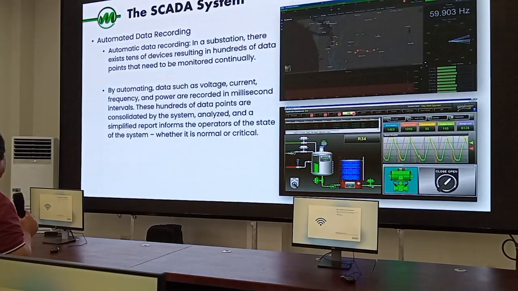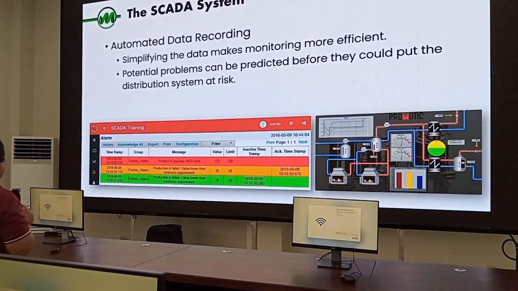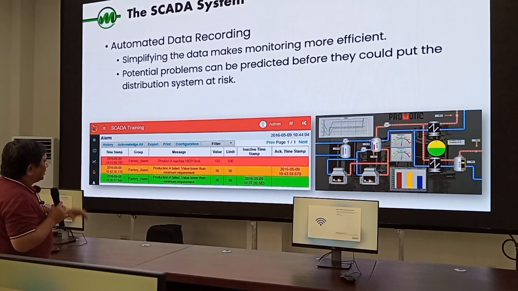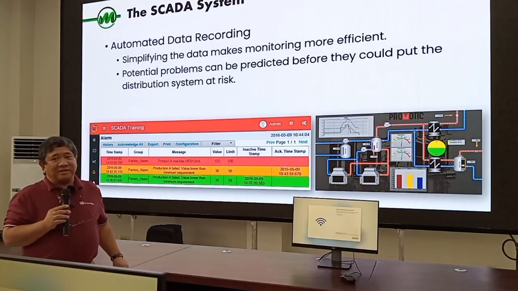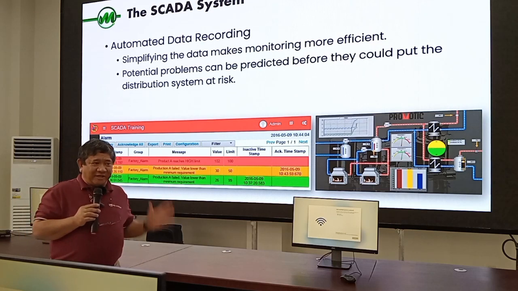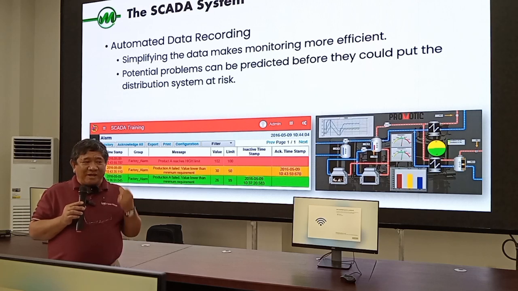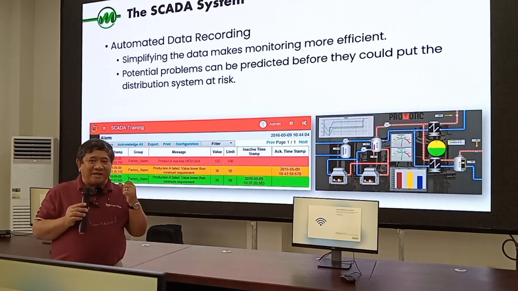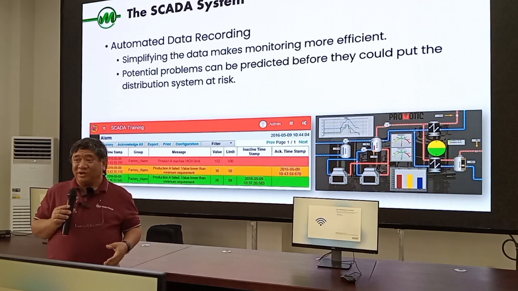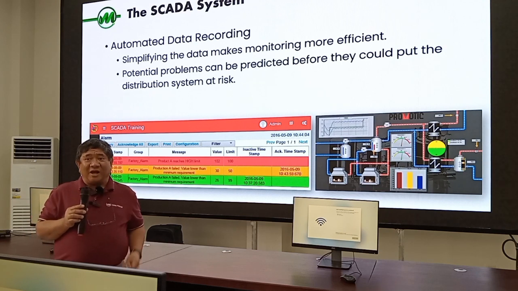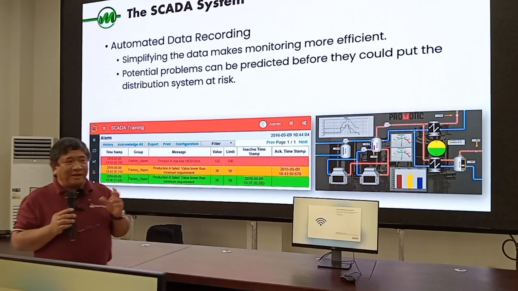Next. Automated data recording and simplifying the data make monitoring more efficient. Potential problems can be predicted before they put the system at risk, and this control center is capable of doing that. Before a risk happens in the feeder or the substation, it is already monitored here, and we will be able to take preventive actions.